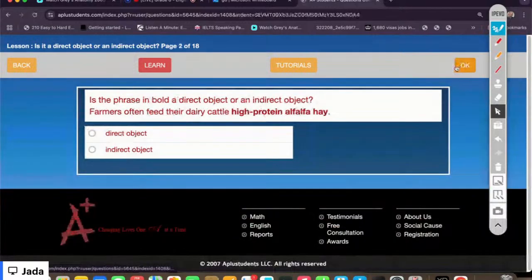Alright, so it's the phrase, direct object or indirect. So the one in bold here: Farmers often feed their dairy cattle high protein alfalfa hay. So is it a direct or indirect object?